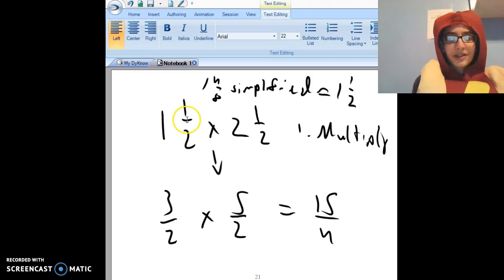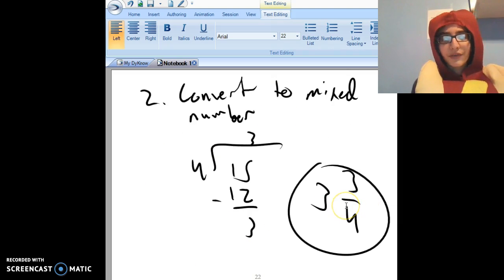1 4/8, like I said, simplifies to 1 1/2, so I don't want you to be confused. So 1 1/2 times 2 1/2. 2 times 1 equals 2, plus 1 equals 3. 3 over 2, 2 times 2 equals 4, plus 1 equals 5, 5 over 2. 3 times 5 equals 15, and 2 times 2 equals 4. Then we can convert that into a mixed number. So 15 divided by 4 equals 3, with the remainder of 3, 3 and 3 over 4.